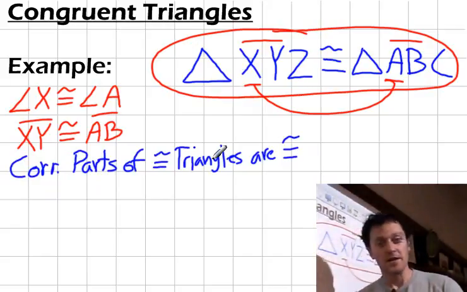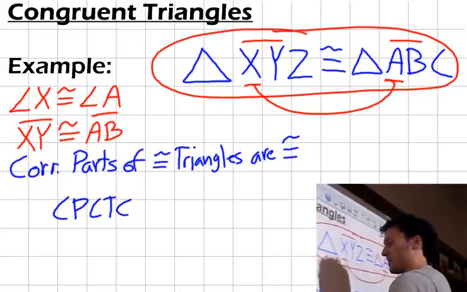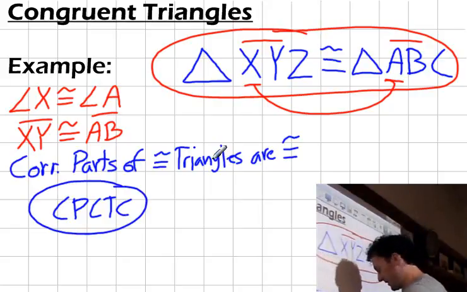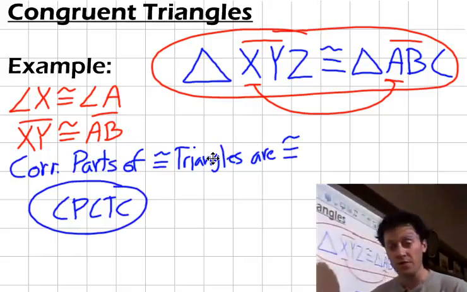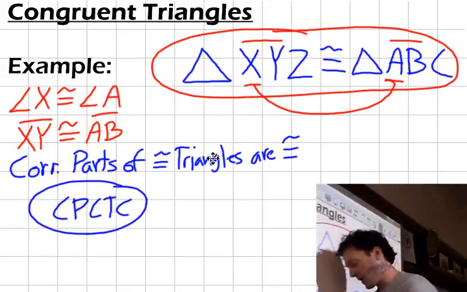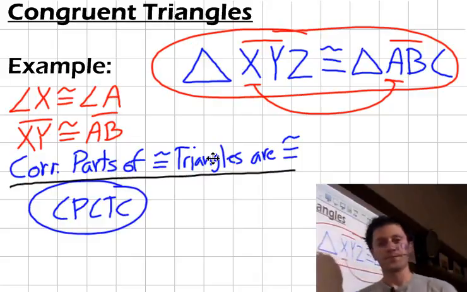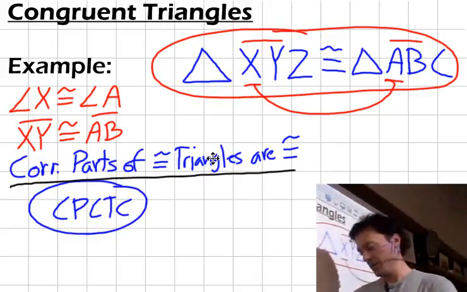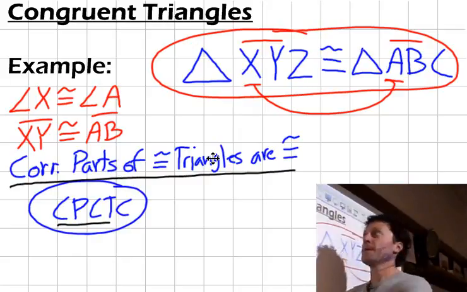And if you don't like writing all that out, there you go. CPCTC. So when we start using this in our proofs, if you like writing things out, that's fine. Write out corresponding parts of congruent triangles are congruent. If you're going quick, you want to save yourself a little bit of time, CPCTC.